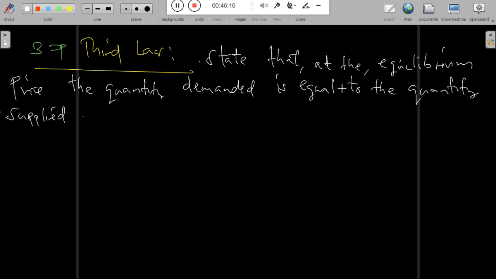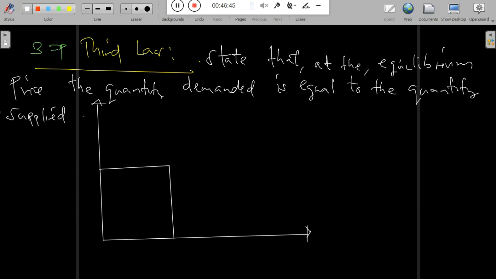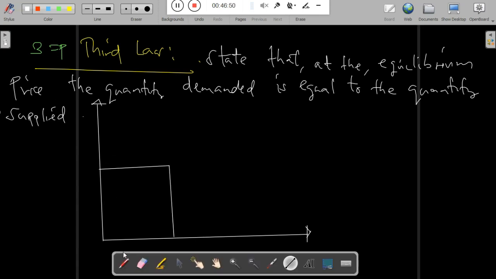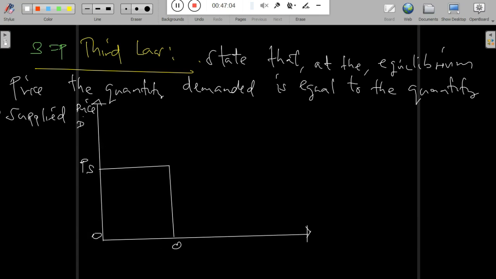The third law states that at the equilibrium price, the quantity demanded is equal to the quantity supplied. This means that what is actually produced, the quantity supplied, is proportional to the settled price in the market.